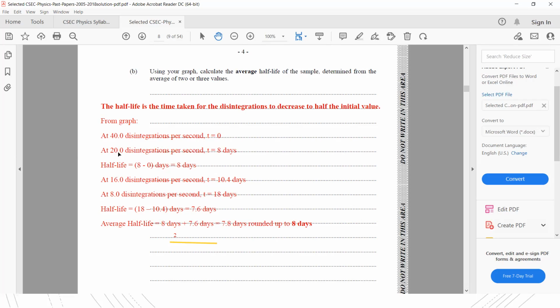So the next one would have been 20, and I look at the time. The time is 8 days. So the first half-life value would be 8 days, 8 minus 0.